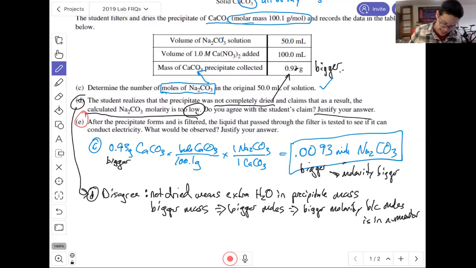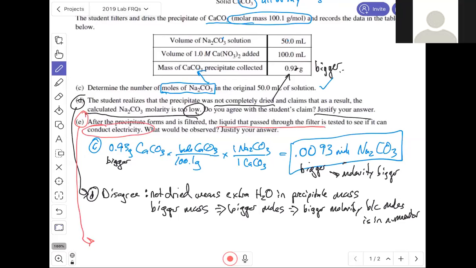All right, and then E. E is saying that after the precipitate forms and is filtered, the liquid that came through the filter is tested to see if it can conduct electricity. What is needed to conduct electricity? Ions. You need ions. Would the solution that ran through the filter have ions in it?